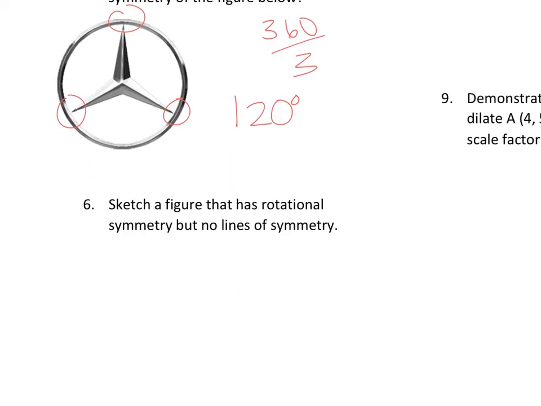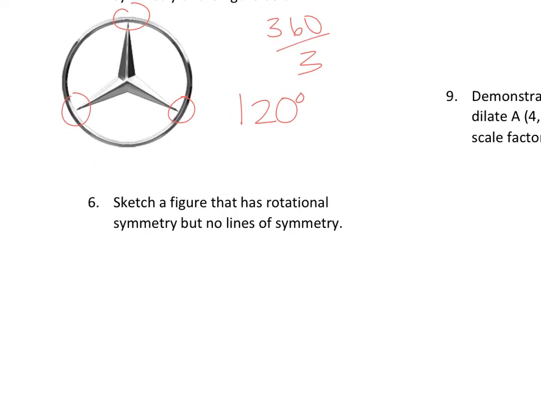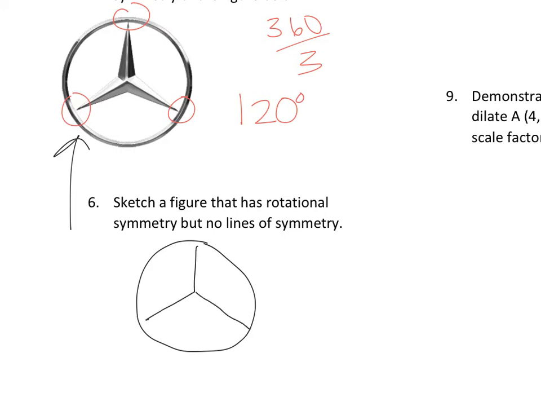Number 6, sketch a figure that has rotational symmetry but no lines of symmetry. So I'm going to take the Mercedes emblem up here. You know, this has linear symmetry, lines of symmetry right now. So just to make it so it doesn't, I'm just going to put something like this. So now I can no longer do it. It has this spoke thing coming off each side, so now I can't draw a line. If I drew a line like this, it would no longer work because these two wouldn't line up. As long as I put them on the right-hand side, right-hand side, right-hand side, then it works.